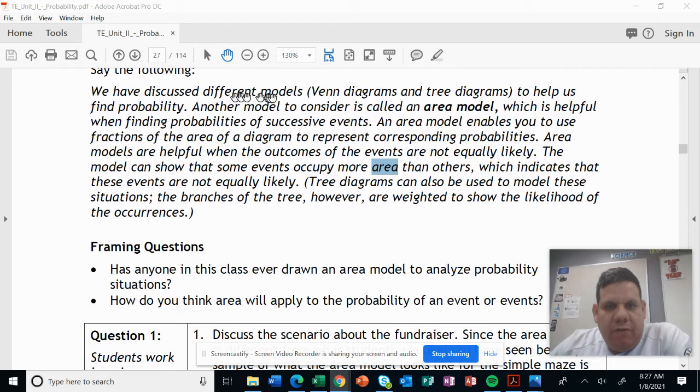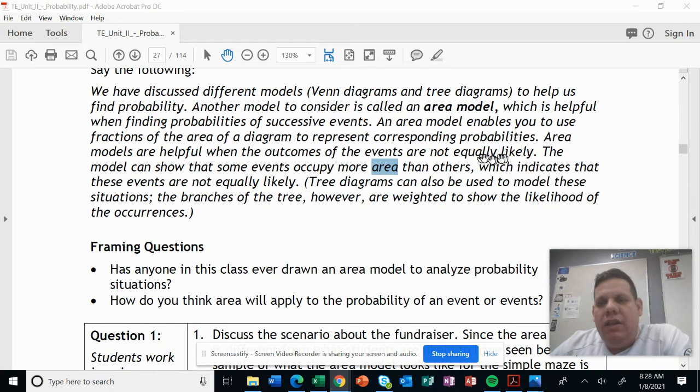We have discussed different models, Venn diagrams, and tree diagrams to help us find probability. Another model to consider is called an area model. This is the topic for today, which is helpful when finding probabilities of successive events. An area model enables you to use fractions of the area of a diagram to represent corresponding probabilities. Area models are helpful when the outcomes of the events are not equally likely.